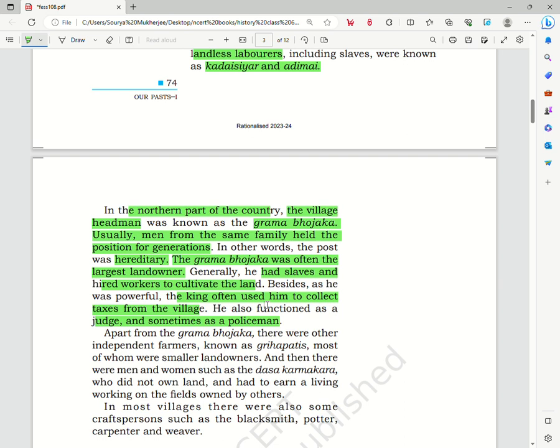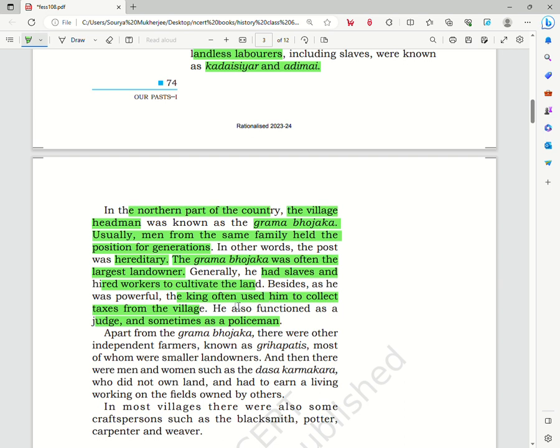And as he was the most powerful person in the village, this Gram Bhojaka was used by the king to collect the taxes. So he was a sort of representative of the king at the village level. This person was also used by the king to collect taxes. He used to collect taxes from the villagers and give them to the king directly or through any minister.